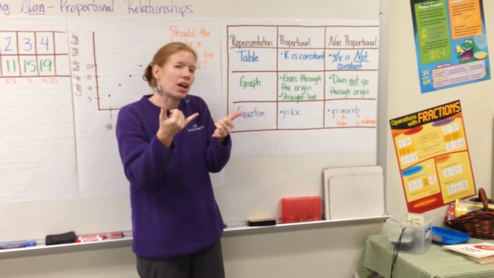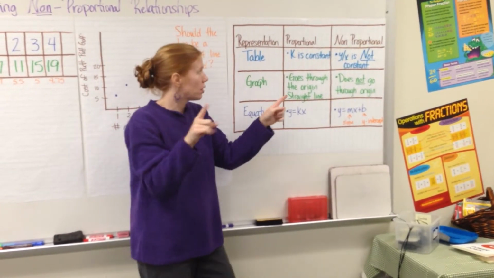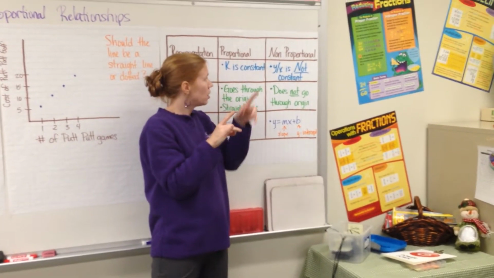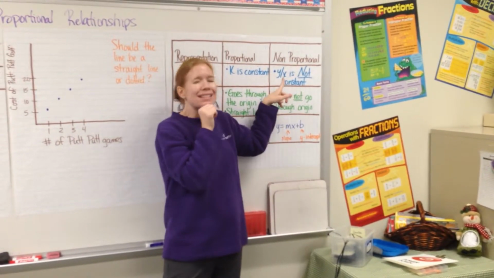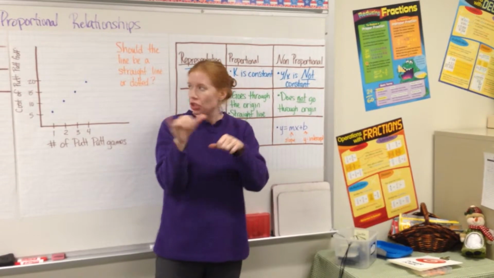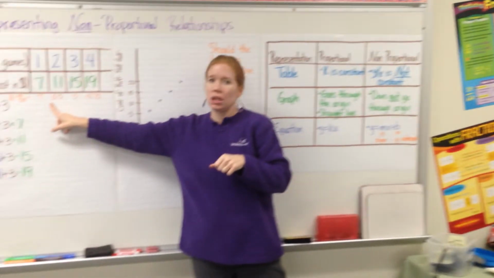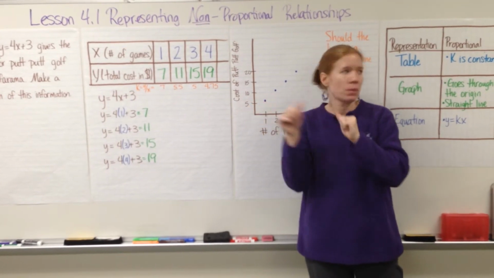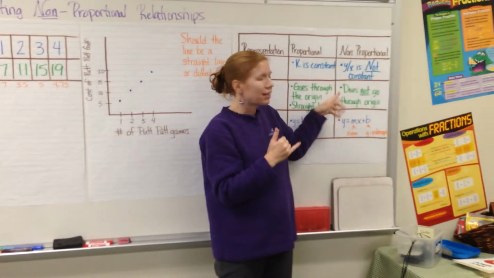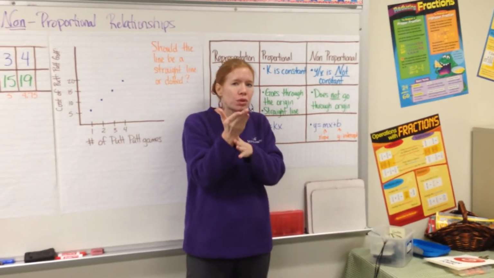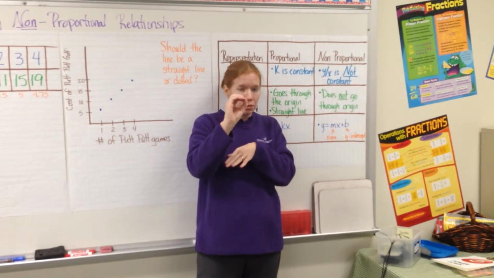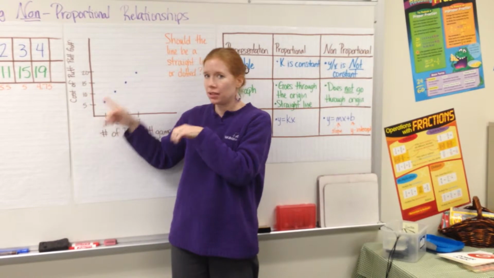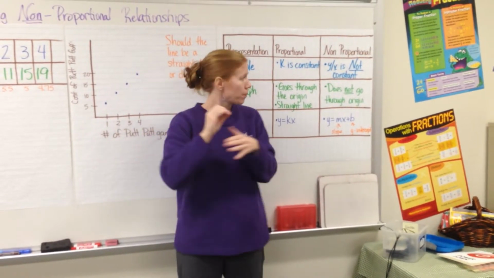What we're learning now is different. This is non-proportional relationships. Okay? So it is not constant. Just like we saw, my numbers are not the same. Okay? Next one, this does not go through 0 or the origin. Okay? It is not touching the 0.